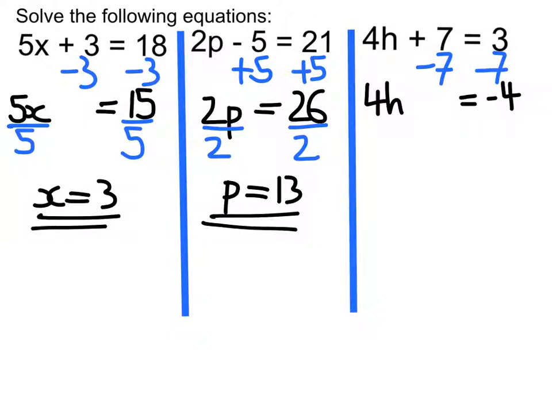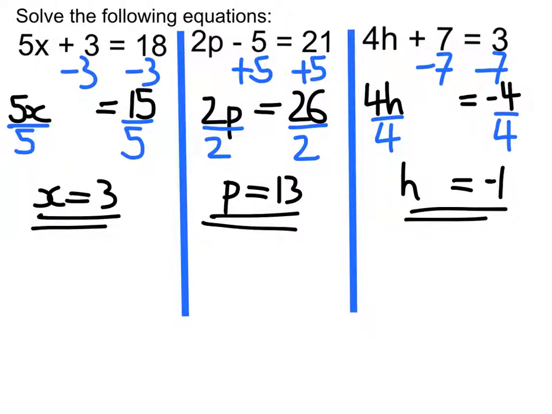So, keep doing the same as I did before. I want to get rid of this 4 in front of this h, so I'm going to divide by 4. 4h divided by 4 is just h, that's the reason I did it. Negative 4 divided by 4, well it's a negative division, so do the division as I would normally do. 4 divided by 4 is 1, and signs are different. It's a negative divided by positive, so that means my answer is negative as well. So my answer to this one is h is equal to negative 1.